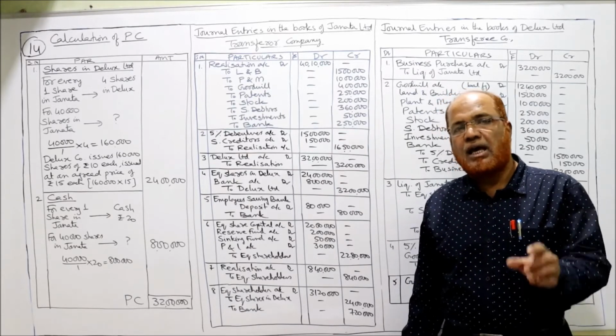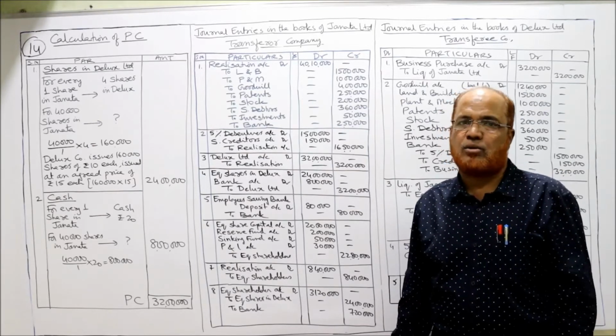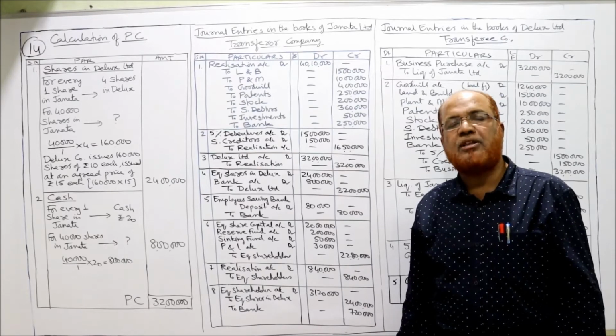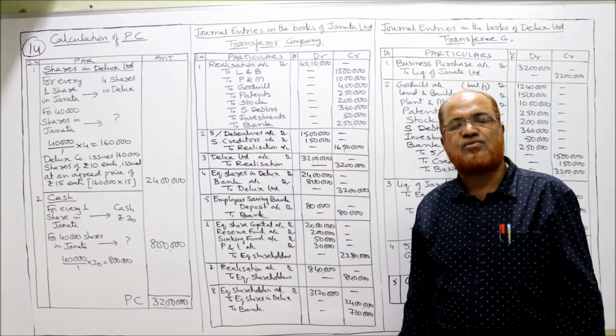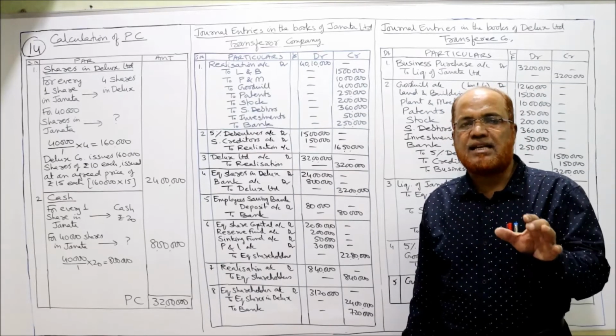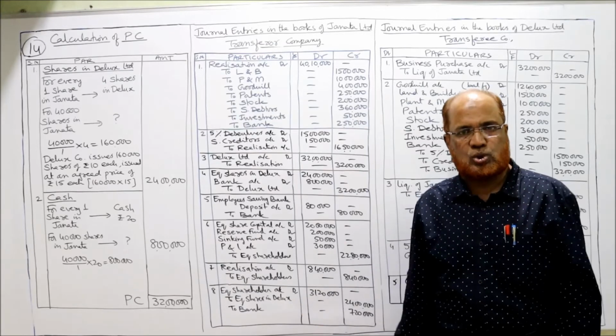The entry will be realization account debit to equity shareholders account. The profit that has come will go to equity shareholders. Being the profit on realization transferred to equity shareholders. Last and final entry, settlement of the account of equity shareholders. Now let's close the equity shareholders account.